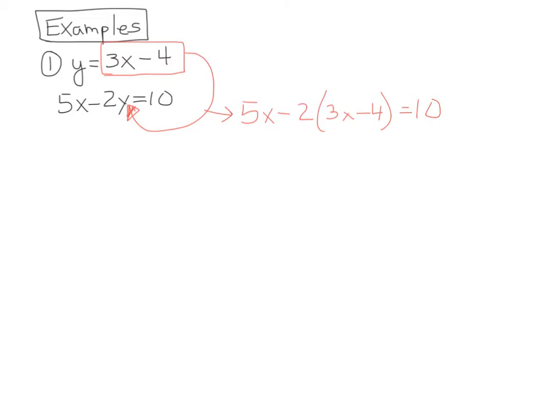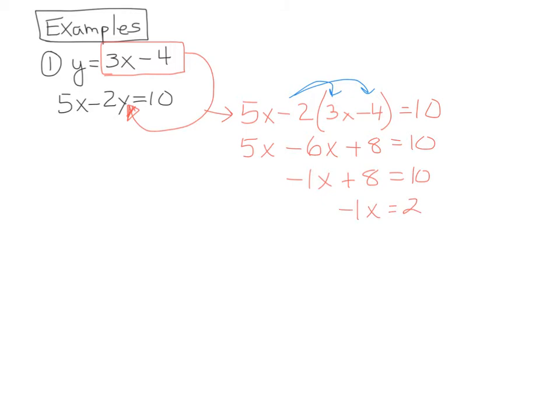And now you keep going, you solve. So we have to finish step 2. We're going to have to distribute here. Alright, so we're going to have 5x minus 6x plus 8 equals 10. Keep going. You have a couple like terms. 5x minus 6x, negative 1x, plus 8 equals 10. Now we're going to get rid of this plus 8. We're going to subtract 8 from both sides. That'll give me negative 1x equals 2.